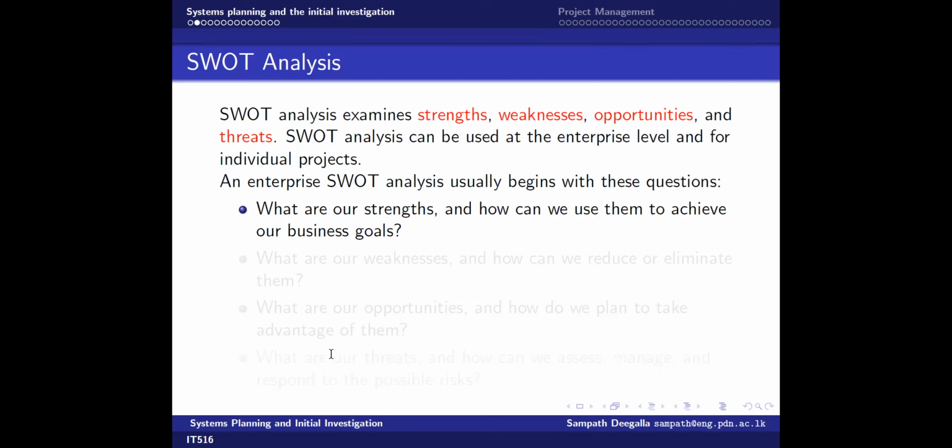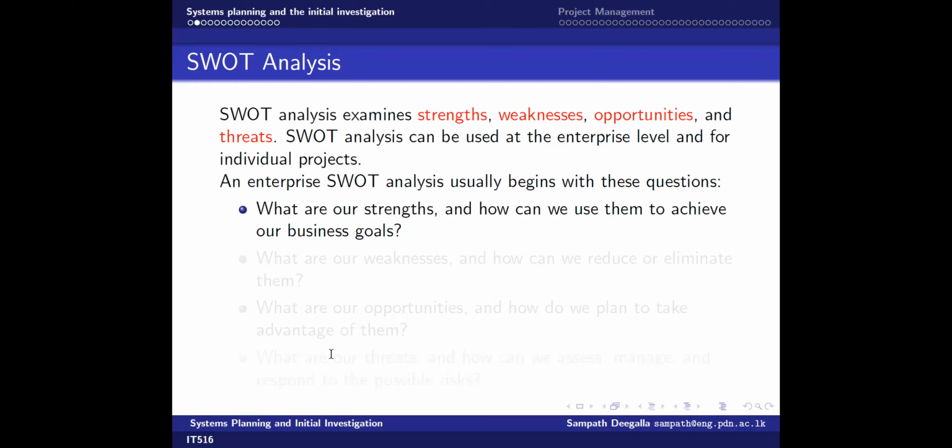For example, in University of Peradeniya, we want to produce 100% employable graduates. So in that particular case, how do you achieve that? To do that, what kind of strengths do we have? For example, I told you the other day, we have well-qualified staff members who have taken their PhDs, mostly from foreign countries, which I think is one of the strengths of the University of Peradeniya.